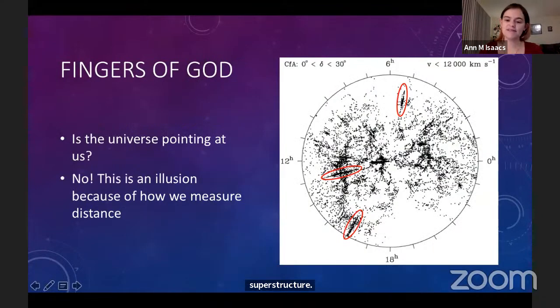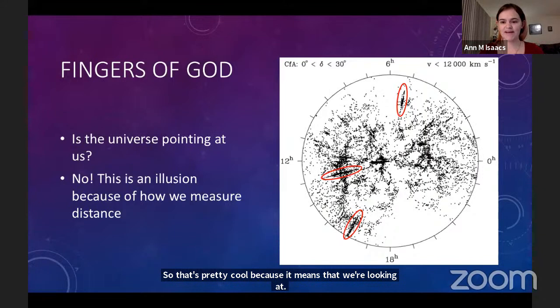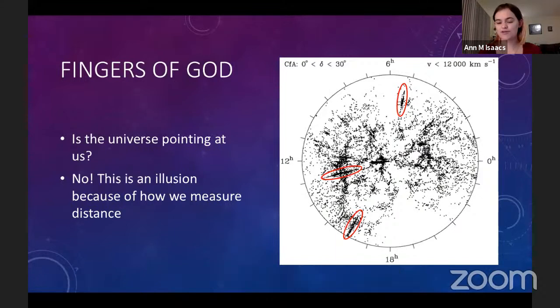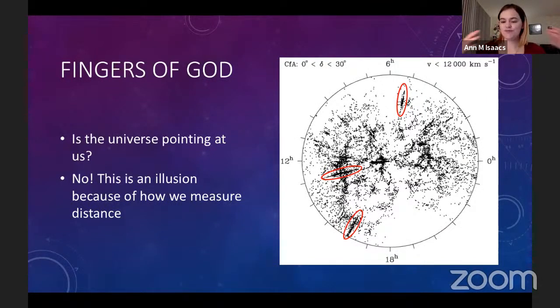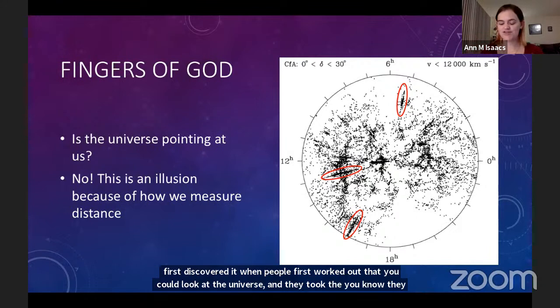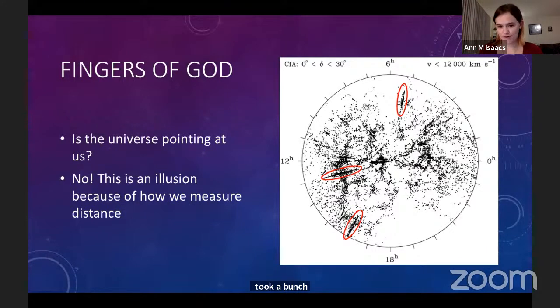On the other hand, we see a phenomenon called the fingers of God. So this was pretty astounding to astronomers when they first discovered it, when people first worked out that you could look at the universe, and they took a bunch of measurements, they plotted it all on this nice circular plot, and they saw what appeared to be lines pointing at us, pointing at the middle, which was a little bit concerning at first, because one of the tenets of physics and astronomy, and generally speaking, is that we're not special. Our solar system, our galaxy, nothing about us is unique or special. We're just another part of the universe.